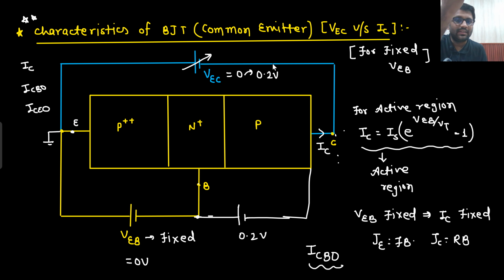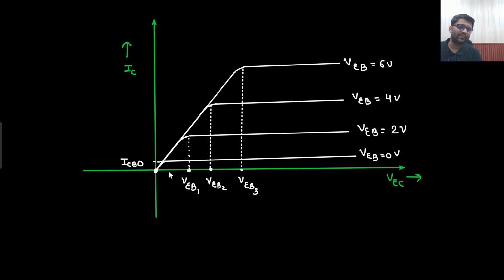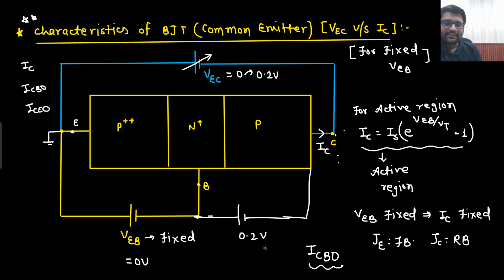If you increase VEC, let's just say I have taken it to 0.2 volt. So if it goes to 0.2 volt, then what will happen? Here 0.2 volt is applied, so this becomes reverse biased. In reverse bias, whatever current flows, that kind of current is flowing here. So this kind of characteristic you will get. This is nothing but ICBO. Okay, all good. So I hope the characteristics are clear.